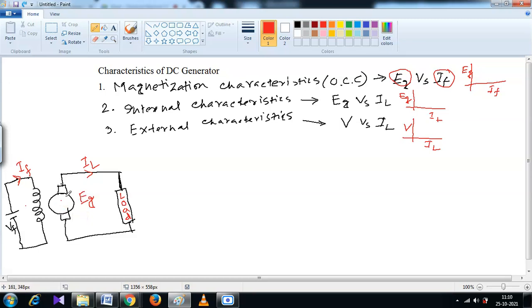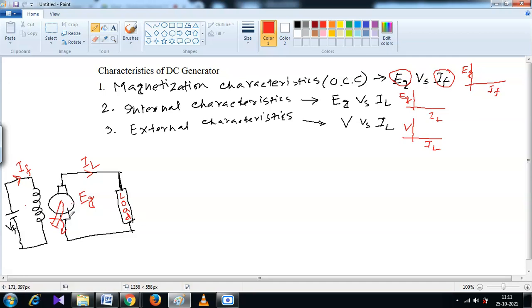Can anyone tell me? Suppose this is the shaft of the DC generator, and it is rotating, and a voltage is produced. How much? Eg on that armature. Where is the voltage produced? What is that section of the DC generator where the voltage is produced? Armature. That means, which one is the armature in the diagram? The circle one.